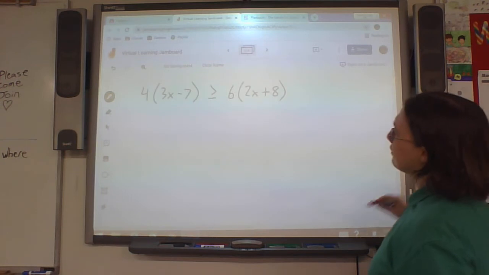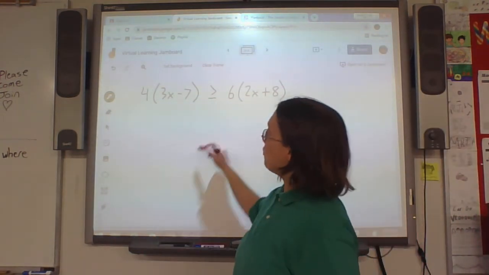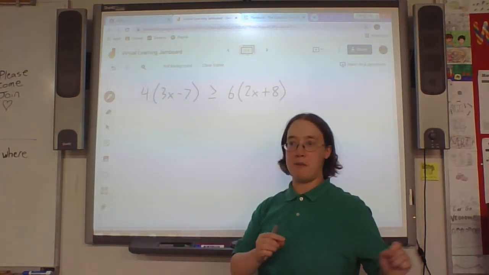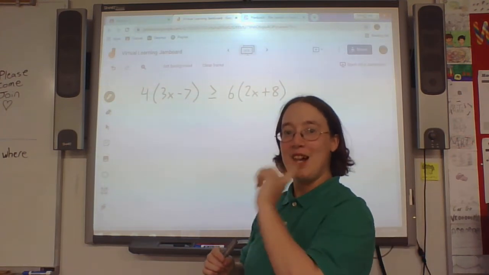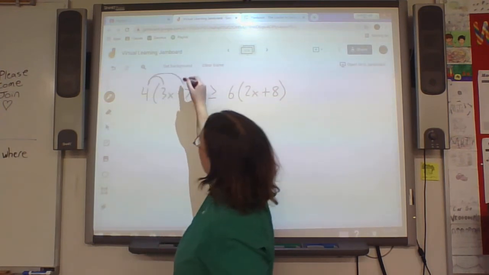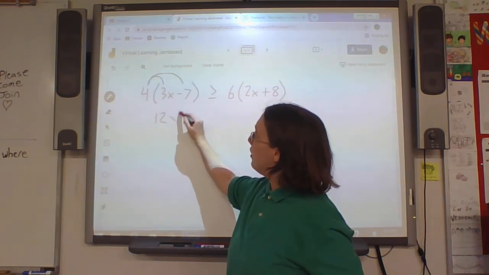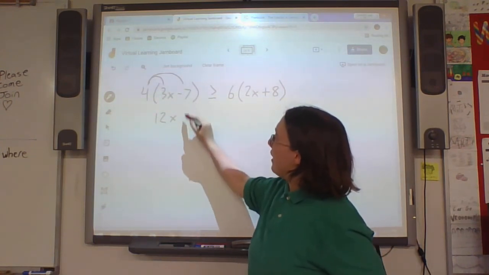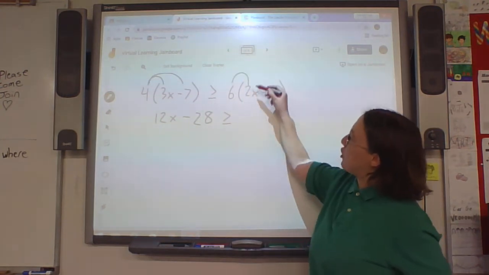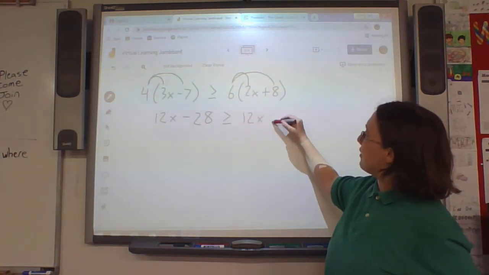Now, a couple weird things can happen with these. The first one is if we got something like this. If we have a number outside of our parentheses, we need to remember to do what? Hopefully you said we need to remember to distribute that number. When we're distributing, we're multiplying by whatever number is on the outside of our parentheses. So 4 times 3 gets you 12. 4 times 7 is 28. That minus is still a minus. And over here, 6 times 2 also gets you 12. And 6 times 8 is 48.